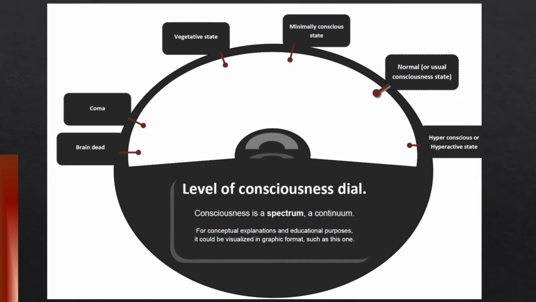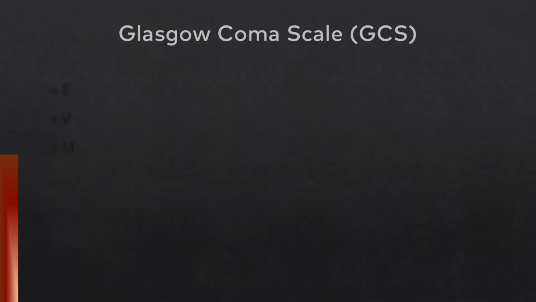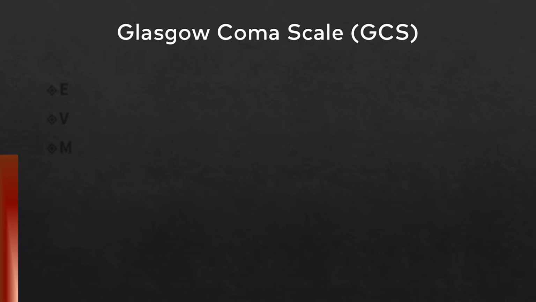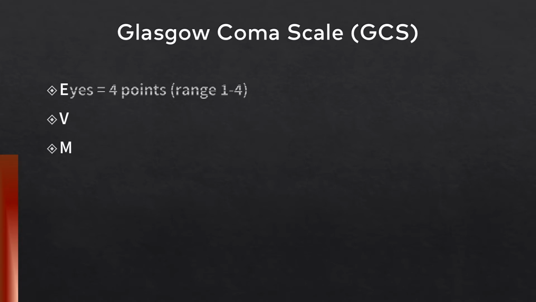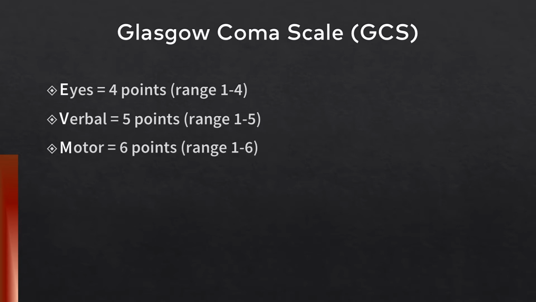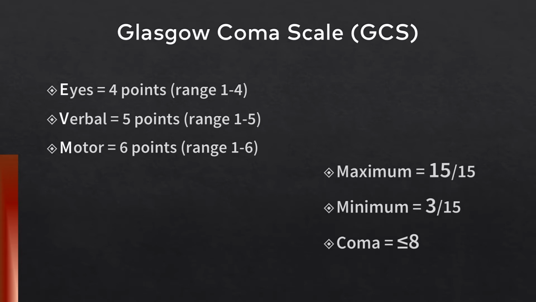There are several clinical tools that measure the level of consciousness. One of the most common and well known is the Glasgow Coma Scale. The GCS has 3 components: the eyes, the verbal and the motor. The eye component has a total of 4 points with a range from 1 to 4. The verbal component has a total of 5 points with a range of 1 to 5. And the motor component has a total of 6 points with a range of 1 to 6. The maximum number of points is 15 for a patient that is awake, aware, interactive. The minimum number of points is 3, which would represent deep coma. In general, coma is defined as a GCS of 8 or less points.